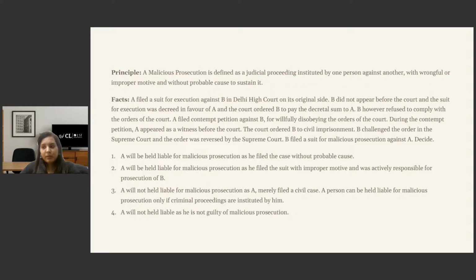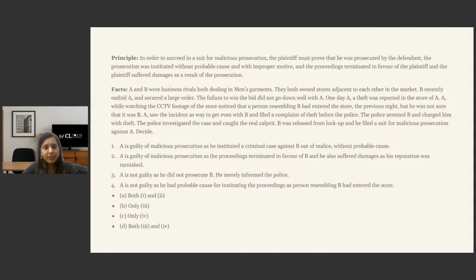So here, the person will not be held liable, because first, when he was there, he was not guilty at all. So here he would not be liable. A will not be held liable as he is not guilty of malicious prosecution.